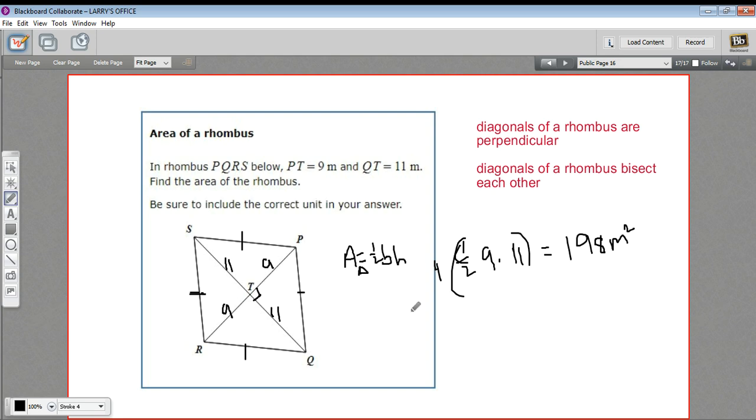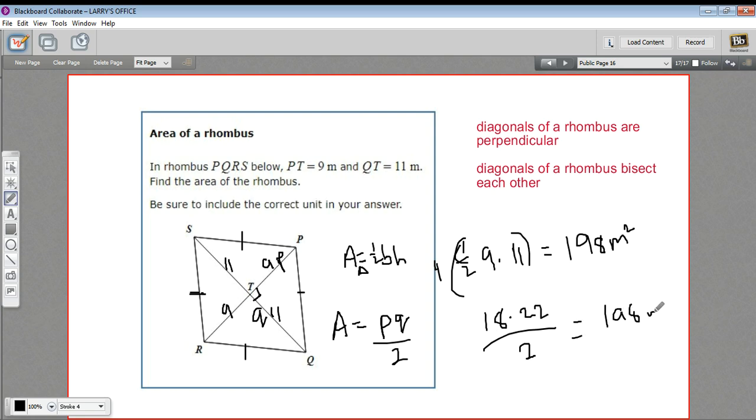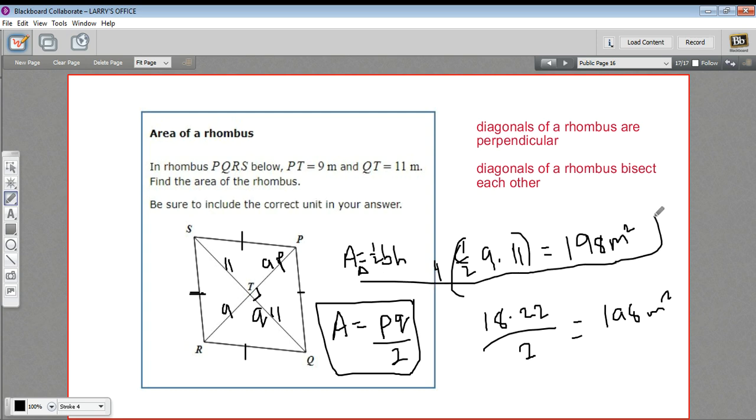The shortcut is a different formula, and that is if you call one diagonal P and the other one Q, it's the two diagonals P and Q multiplied together and then divided by 2. And you can verify that's the truth. We've got 18 times 22 divided by 2, which is going to give you 198 square meters. So same thing. So this is the shortcut formula, but this is the way to understand it in terms of the area of a triangle.